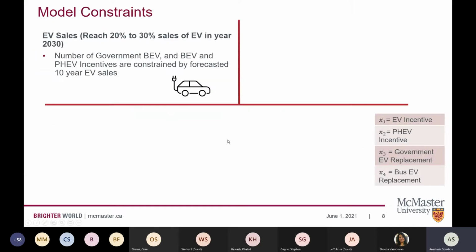As I alluded to, there are model constraints. I mentioned EV sales: you can only reach so many sales in 2030 for it to be realistic. That was really a constraining factor in the model, because if 100% of all vehicles sold were electric, that would be great and we would be able to reach that 30% greenhouse gas emission target, but that's not a realistic goal.